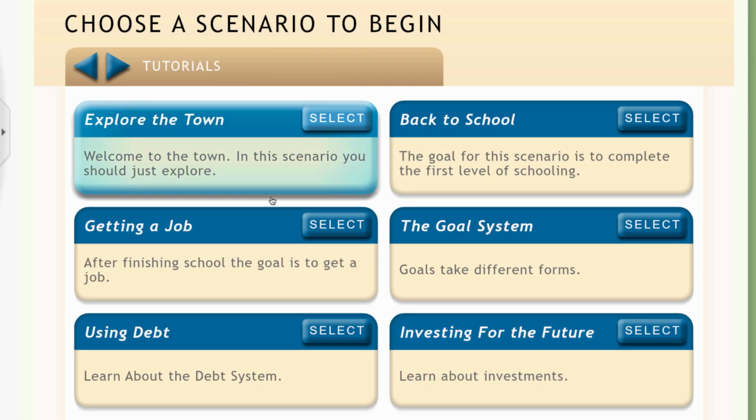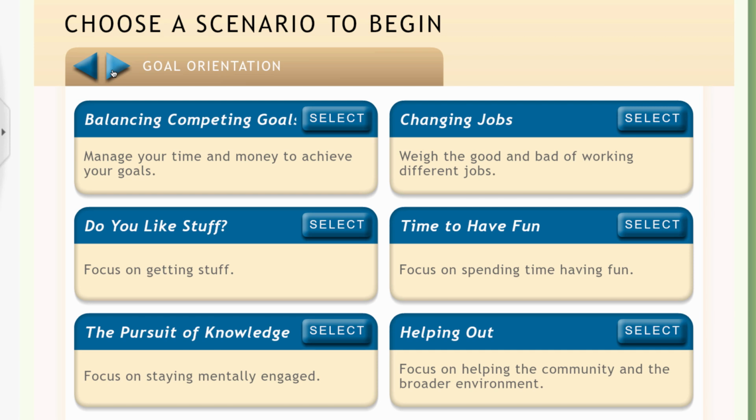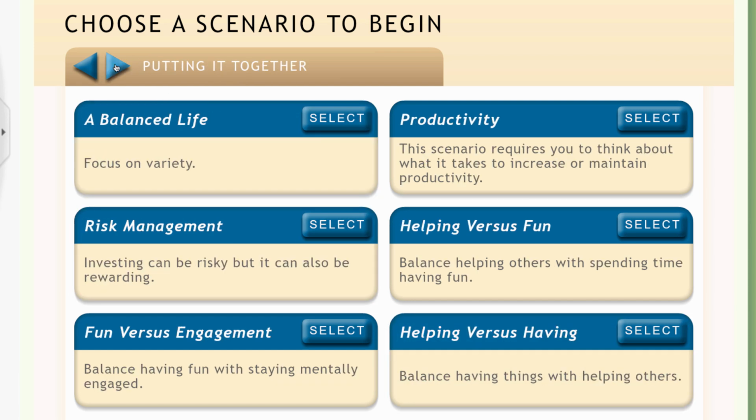There are tutorials, 6 of them, and then there are 6 goal-oriented simulations, balancing competing goals and having fun, helping out. They can do more challenging activities called putting it together, a balanced life, risk management, fun versus engagement. And finally, there are 2 high-level activities that are a bit more challenging.